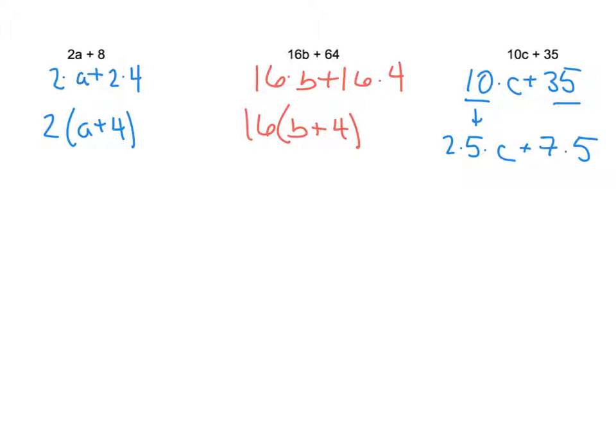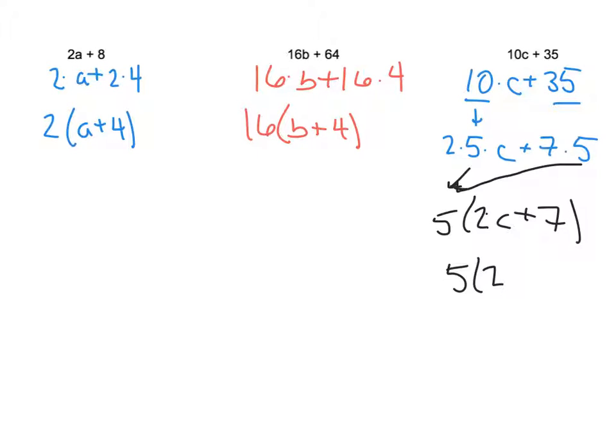Now I can pull my 5 out front, and what is left over goes back in the middle. So this becomes 2 times c plus that leftover 7. So my answer is 5 times the sum of 2c plus 7.